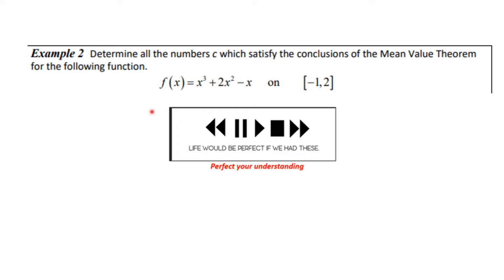When last we left off, you were solving this problem, determining all numbers c that satisfy the conclusions of the mean value theorem for the following function on this interval. I hope you solved this, but just in case not, I'll give you a chance to do it anew. You know what to do. Let's see how you did.